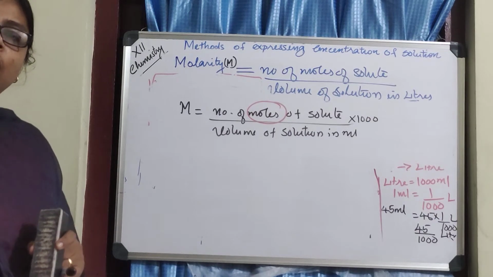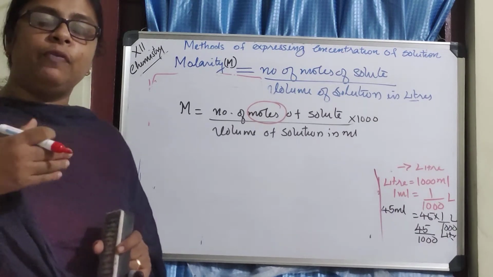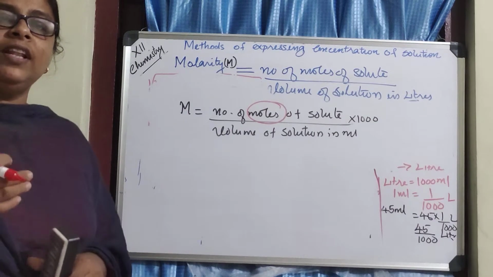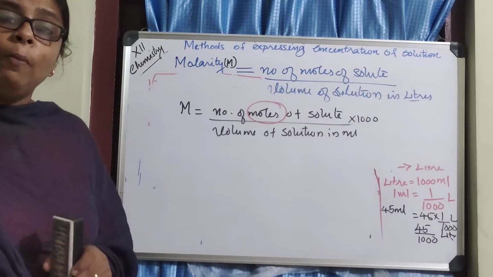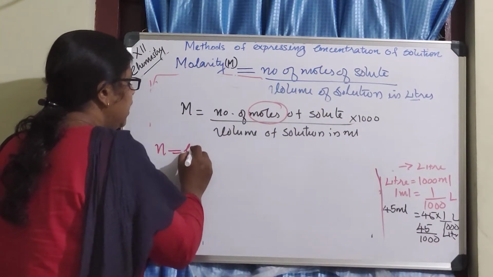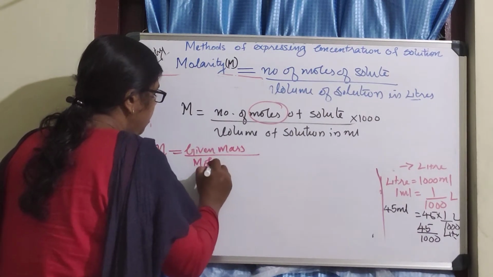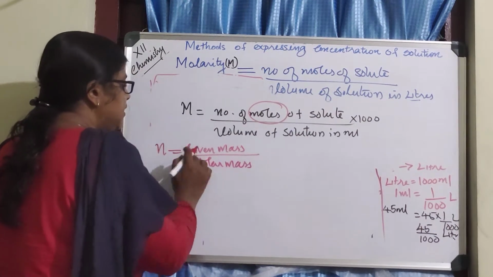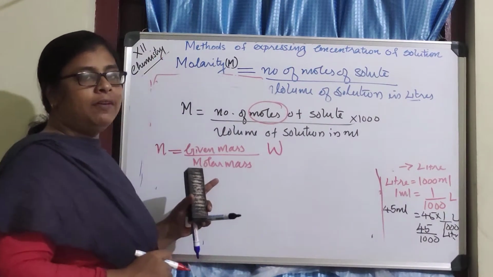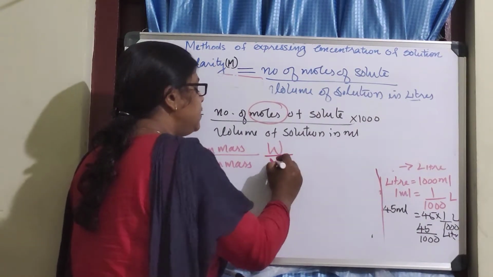Okay. So, given the amount, what we have to do? We have to convert it, or we have to find the mole. How many moles? How can we convert the given amount or given weight into mole? What is the equation? We know the equation that number of moles is equal to given mass by molar mass. Given mass, usually we will be taking W to represent the given mass, by molar mass M.